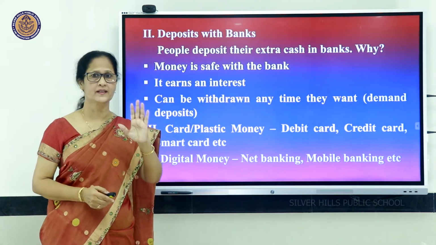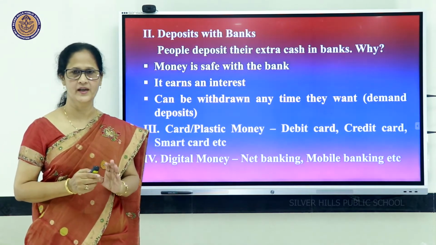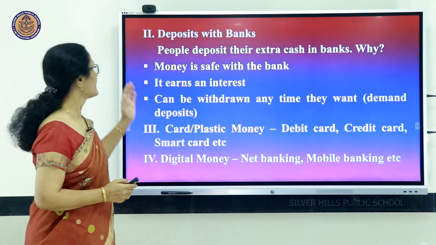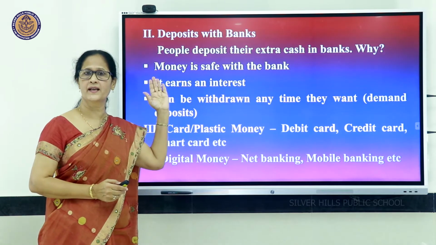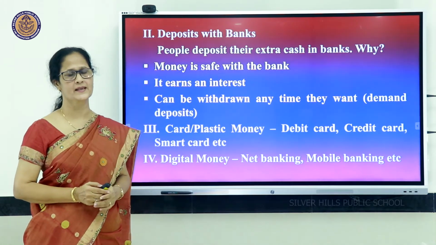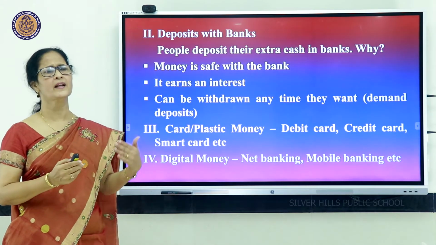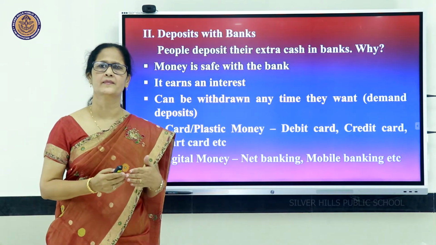So, we are finished with the first form of modern money, that is currency. The second form of modern money is deposits with banks. Now, how can deposits with banks become money?